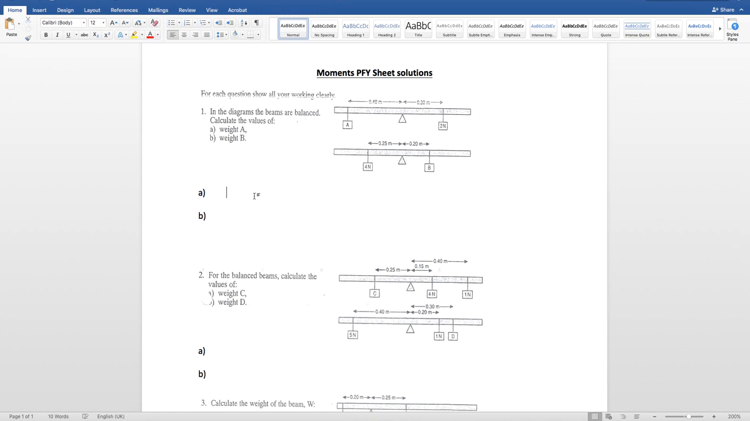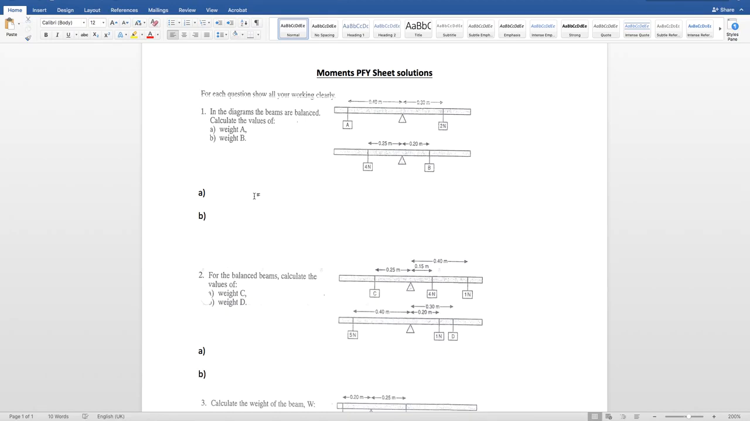Here then are the solutions to the Moments Physics for You sheet. The first question says in the diagram the beams are balanced. So from that you're taking that this thing is in equilibrium. Calculate the values of weight A and weight B.